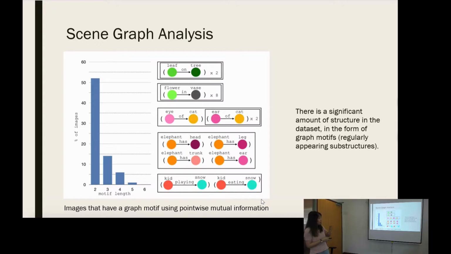For example, when we take a look at the first one, the leaf of the tree, you can imagine there is a picture of trees, so there is a repeated pattern of the leaf and tree. In the third one, there is elephant has head, elephant has leg. So here the motif is 'the elephant has'. So this is from the structure of the image.